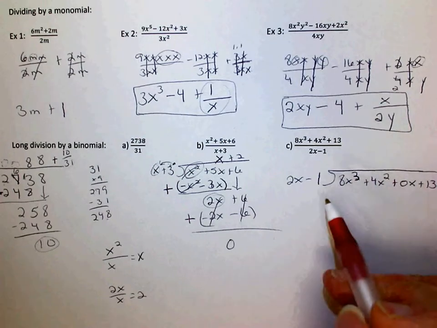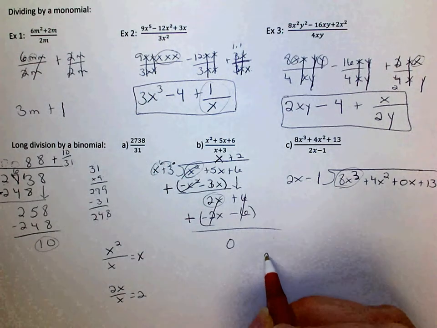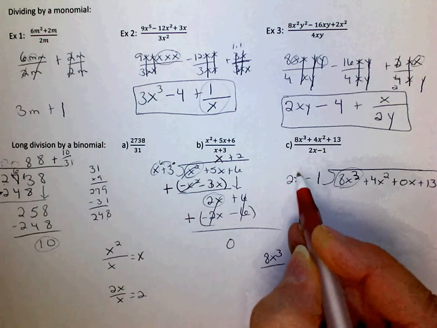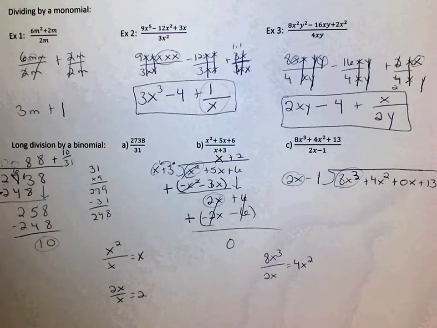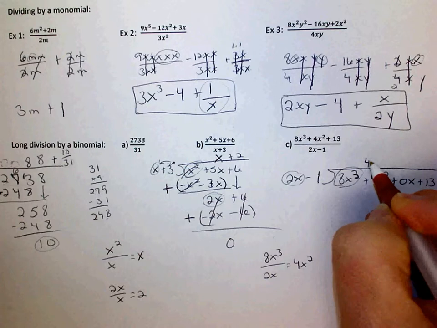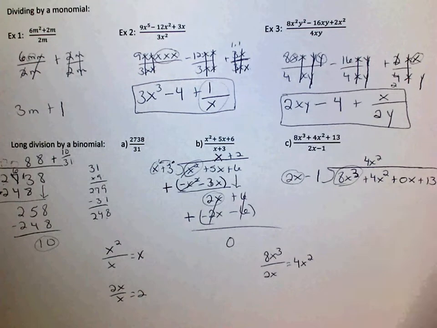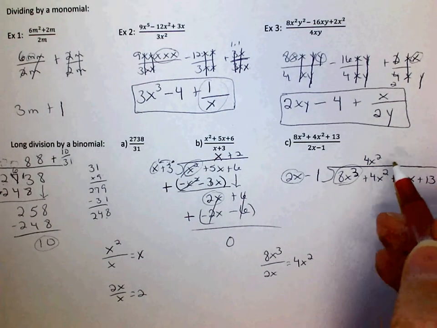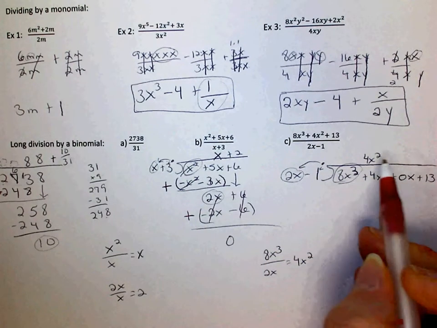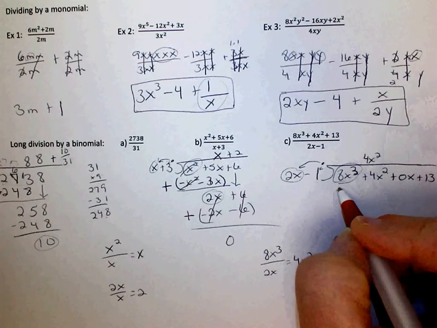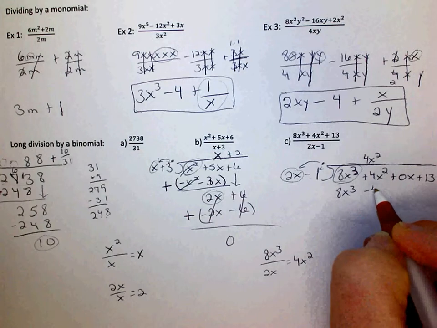Now, 8x cubed, and always use scratch paper for this, divided by 2x. And that leaves us 4x squared. So 4x squared. And will these always be the same numbers in front of the x squareds? No. Matter of fact, most of the times they're not. And now we times it to both of these. So 4x squared times 2x is 8x cubed. And 4x times negative 1 is negative 4x squared.